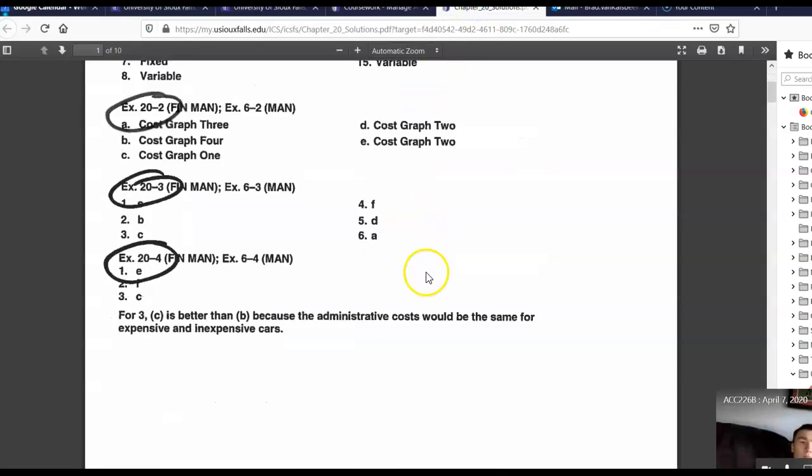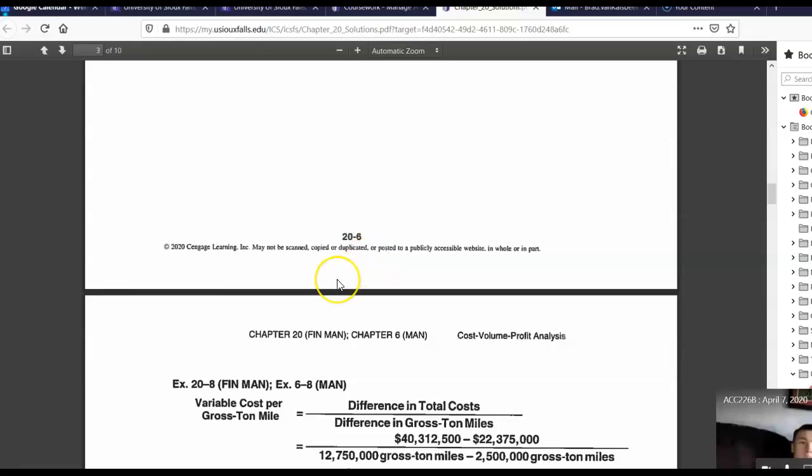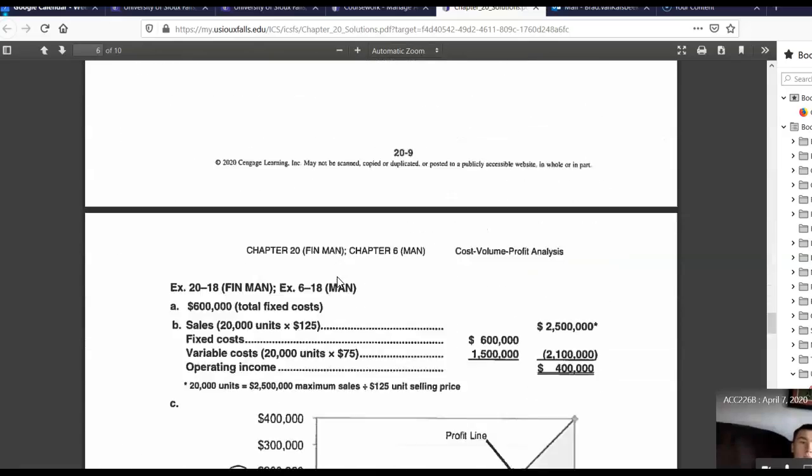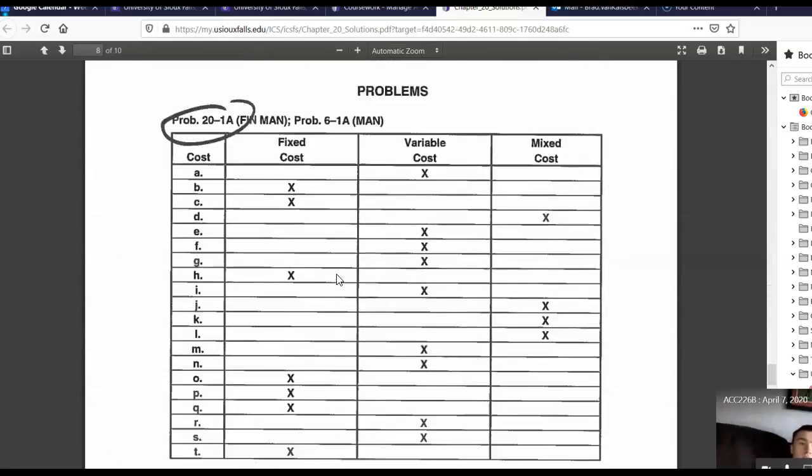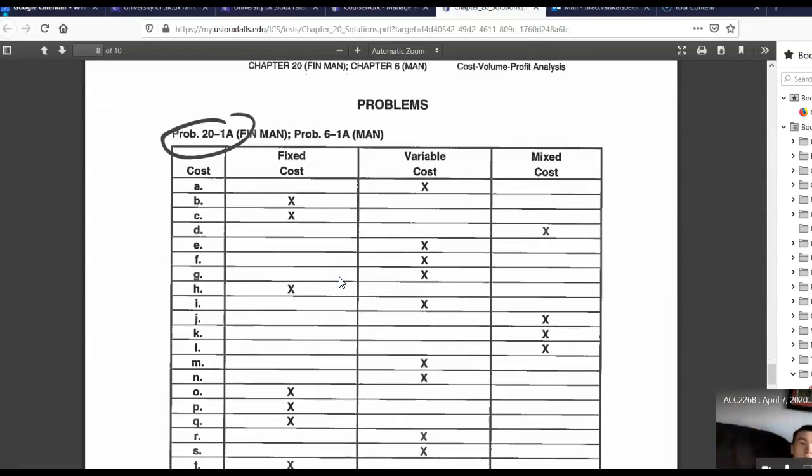There we go. So we were in chapter 20, right? And so we had two problems left. We had problems 1A and 1B. And like I did with the earlier section of this class, we didn't really go through 1A in much detail just because it was pretty straightforward, right? It's either a fixed, it's a variable, or it's a mixed cost.